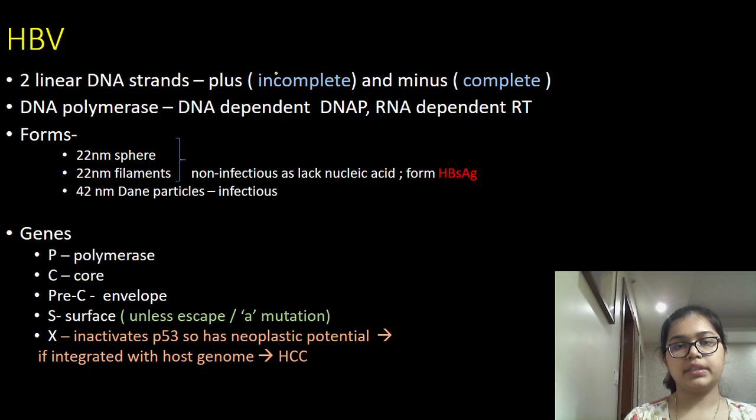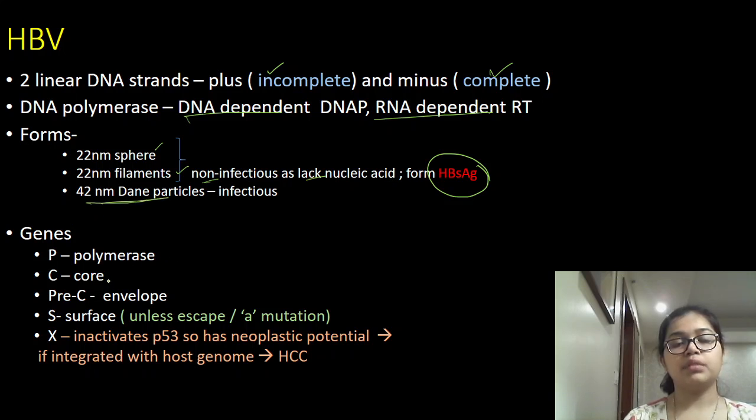There are two linear strands of DNA in hepatitis B virus. One is a plus or an incomplete strand, and one is a minus or a complete strand. DNA polymerase is also of two types. One is a DNA-dependent DNA polymerase, one is an RNA-dependent reverse transcriptase. And there are two forms in which the virus can exist. One is a 22 nanometer sphere, one is a 22 nanometer filament. These are non-infectious because they lack nucleic acid, and these actually form the HBsAg antigen. The infectious one is the 42 nanometer Dane particle.